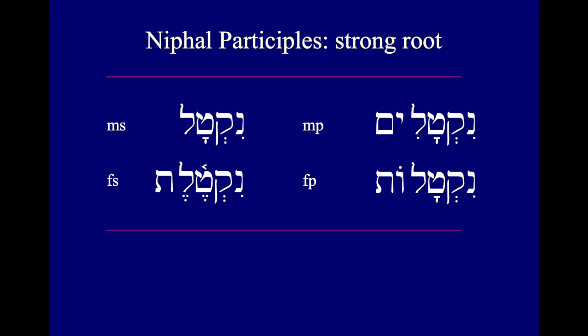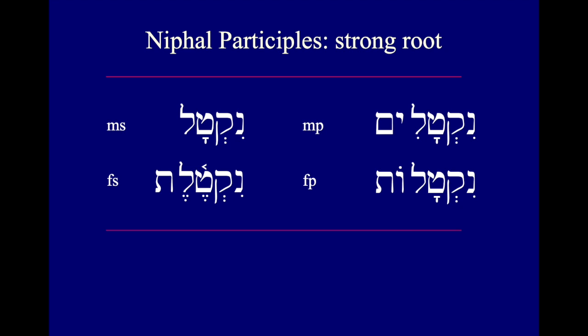Now, we have a couple other things we need to learn, right? So we've learned our Niphal perfects. Now let's move on to our Niphal participles. Just like our Niphal perfects, there are some things that we can just import directly from the Qal. What can we import directly from the Qal? We can import the fact that there are noun endings added to our verb.